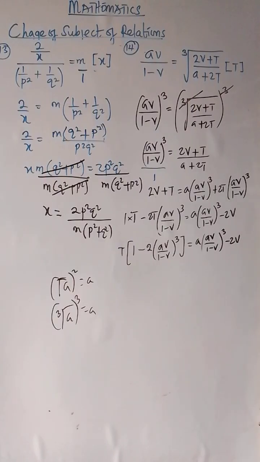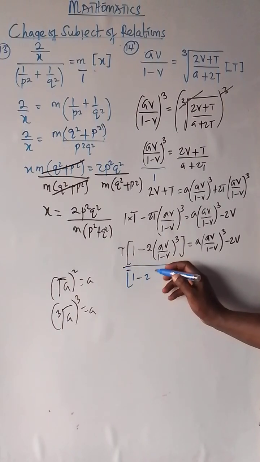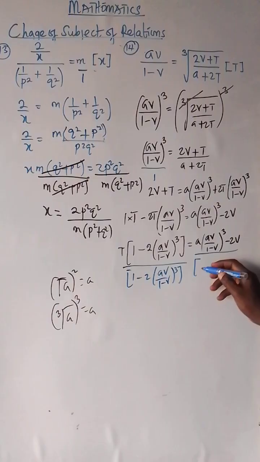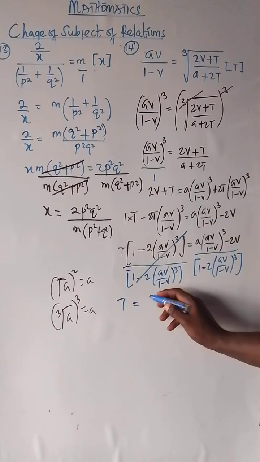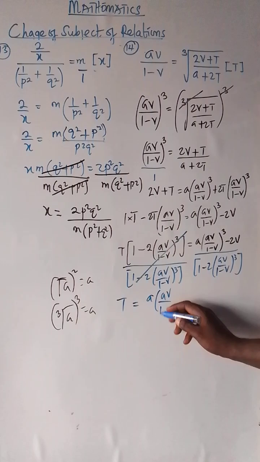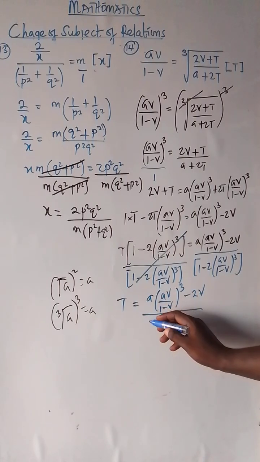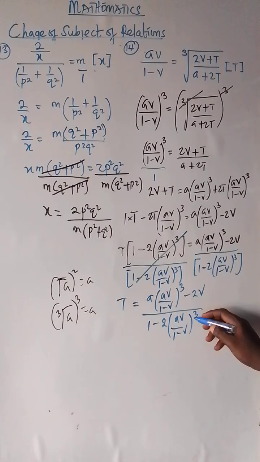Now if you notice this t, the whole of this doesn't have t, this doesn't have t. So I can divide both sides by this coefficient of t, which is what? 1 minus 2 into av over 1 minus v cubed. Same thing goes here. This goes, so our t becomes a into av over 1 minus v cubed, minus 2v, divided by 1 minus 2 into av over 1 minus v cubed. This is our final answer. As you can see, there is no t here.